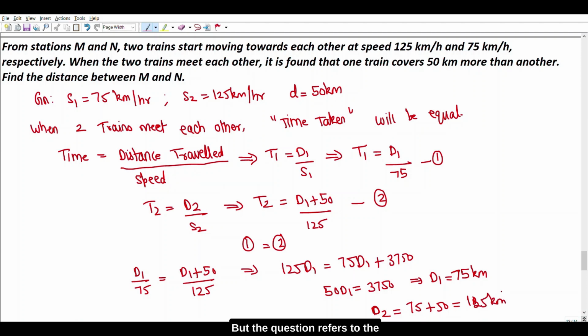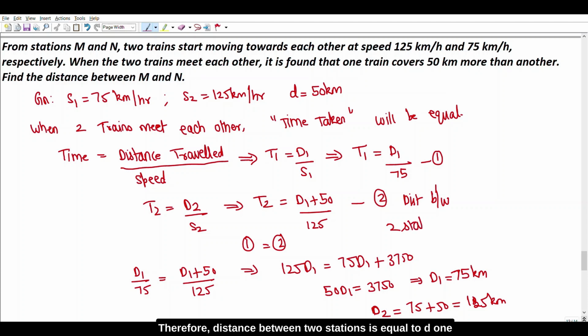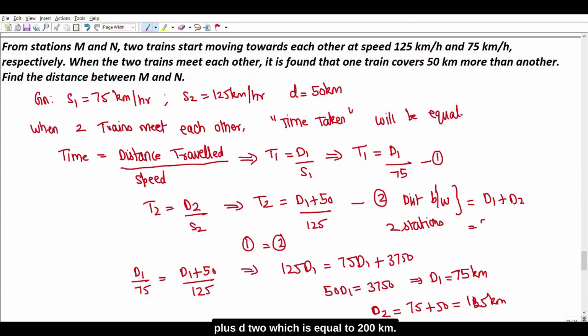But the question refers to the distance between the two stations. Therefore, distance between two stations is equal to d1 plus d2, which is equal to 200 kilometers. Thus, by identifying the individual distances of the train d1 and d2, we can compute the distance between the two stations successfully. Let us solve one more example to understand this concept.